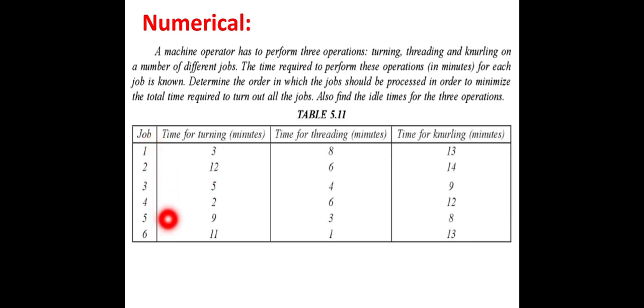So this is the data. There are a total of 6 jobs, and these are the processing times: the time taken for turning we call A, the time taken for threading is called B, and the time taken for knurling is called C. That is, the turning operation can be denoted as machine A, the threading operation as machine B, and the knurling operation as machine C.